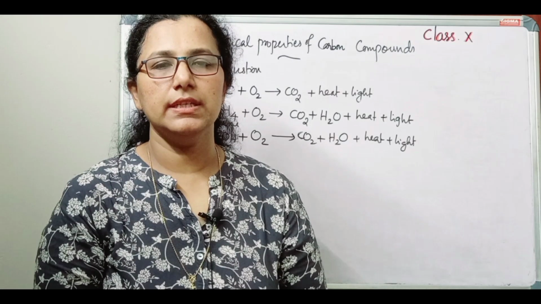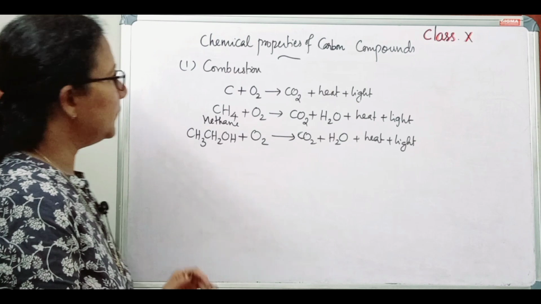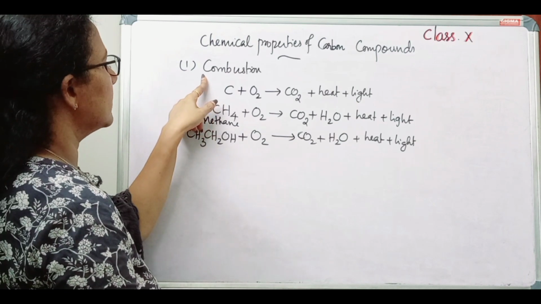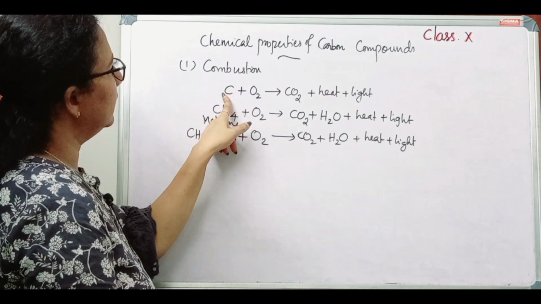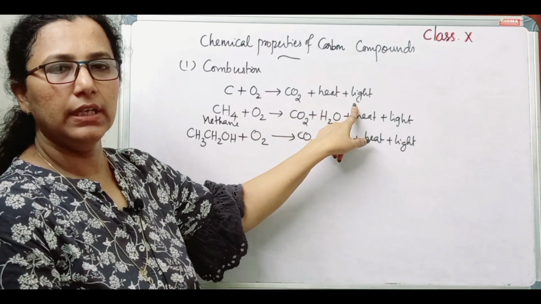Hello students, let's learn the chemical properties of carbon compounds. So the first property is combustion. On combustion, carbon gives carbon dioxide, then energy in the form of heat and light.